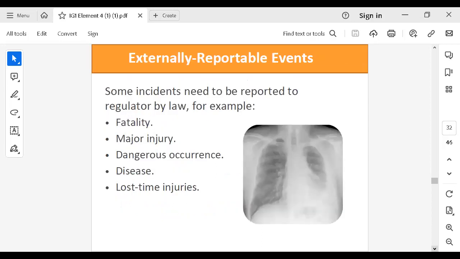Externally reportable events. Some incidents need to be reported to the regulator by law. For example, fatality, major injury, dangerous occurrence, disease, or lost time injuries. By law, the company will report these: fatalities, major injury, dangerous occurrences, disease, or lost time injury.